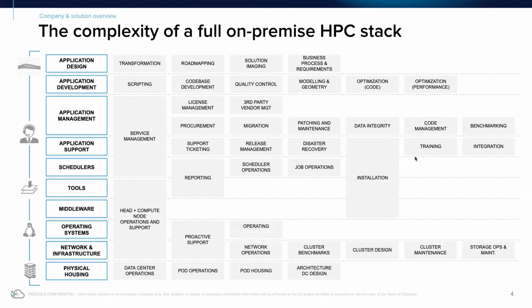So this entails everything from installing and running different applications, application support, all the schedulers, tools, middleware, operating system, implementing them, managing them, also the infrastructure for their clusters, the physical housing. So all of this that you see here, each of these boxes have a cost associated to it, and that's completely burdened by the HPC admin or the customer when they're doing it by themselves.